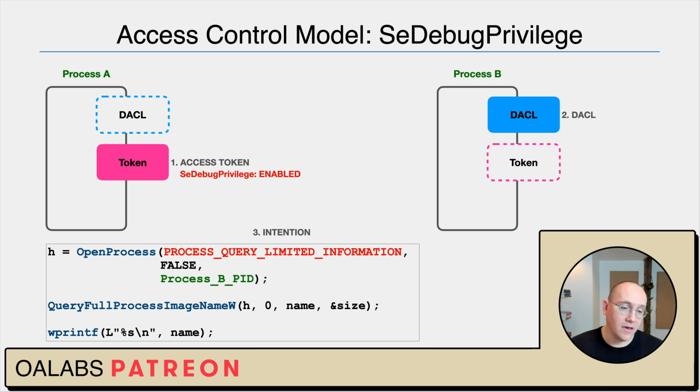So how would that look here? We check the access token, you have SeDebug privilege enabled, then there we go. You can access process B, no problem. There's no DACL check. So that's kind of the model of what you want to keep in mind when you see SeDebug privilege. If you see that in malware, that's a very powerful privilege, and it's definitely going to be doing something weird between a bunch of processes.